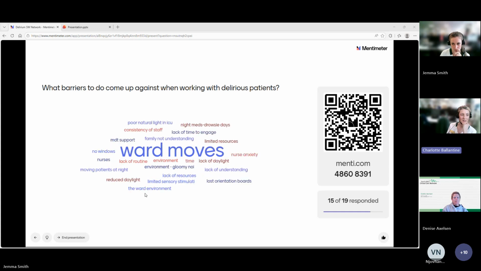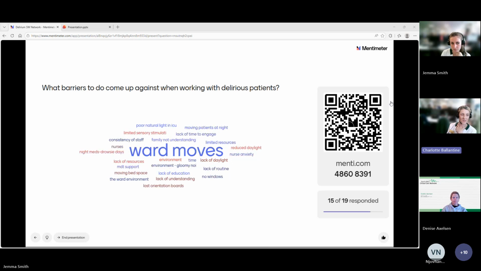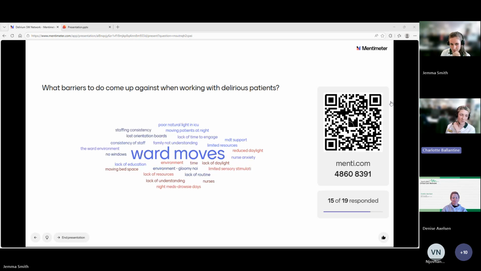I think we're seeing some themes, aren't we? The environment is a huge one, that lack of daylight, moving around. I know that in the BRI they like to move people overnight, which we love. And the understanding of the MDT and the family as well, which is a constant education process to manage.